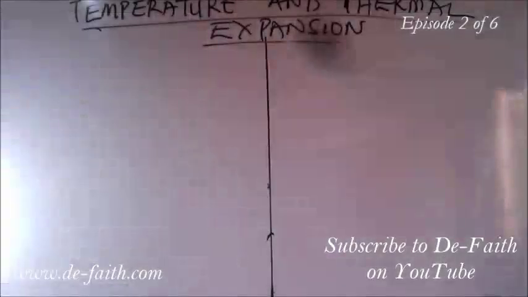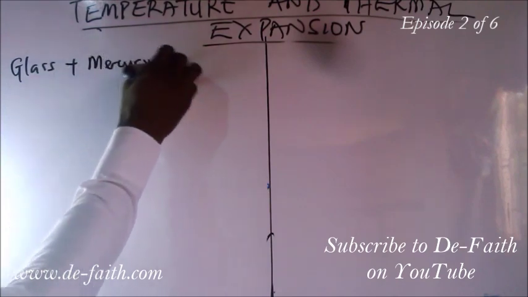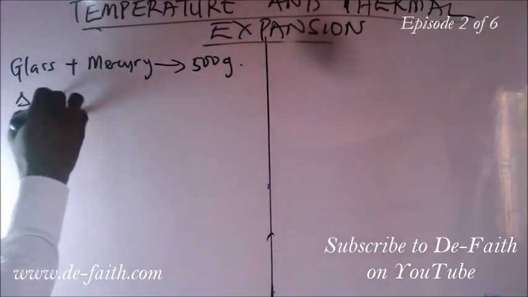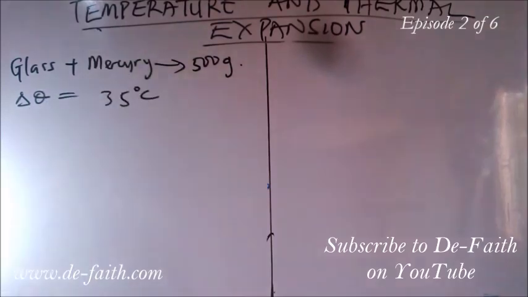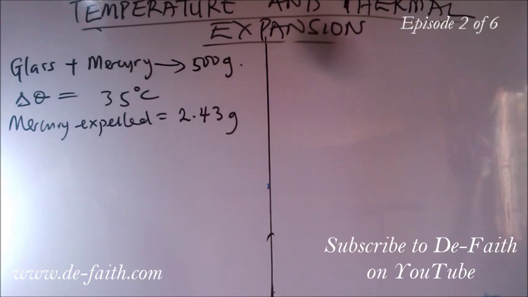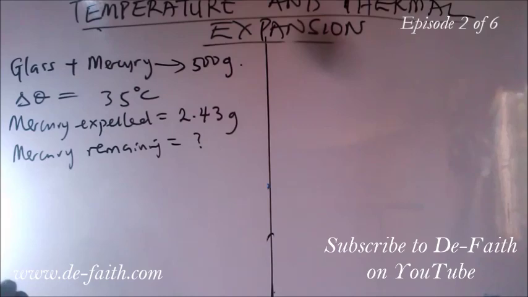So let's get this information right. We're told that a glass bottle full of mercury has this mass, meaning that the glass plus the mercury inside it gives a mass of 500 grams, and it was heated through 35 degrees Celsius, meaning that is the change in temperature, which is 35 degrees Celsius. Then 2.43 grams of mercury expelled. That is mercury expelled. Calculate the mass of mercury remaining. So you are looking for mercury remaining, taking the cubic expansivity to be 1.8 and the rest.